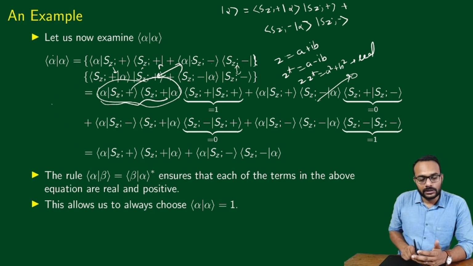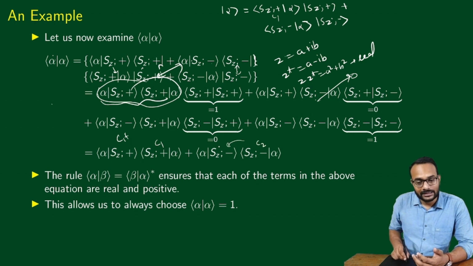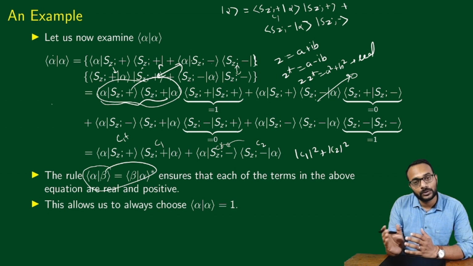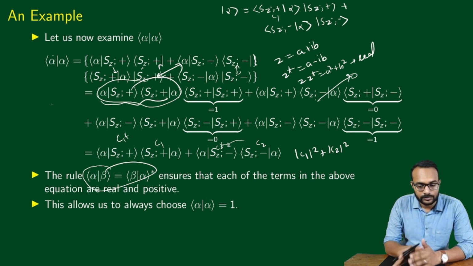If you remember, this was defined as C1. The component of alpha on sz plus was C1. So if this is C1, then this has to be C1 star, all right? And this was C2, and then this has to be C2 star by this rule. So what we have here is actually modulus of C1 square plus modulus of C2 square. Modulus of C1 square stands for C1 star C1, and modulus of C2 square stands for C2 star C2.